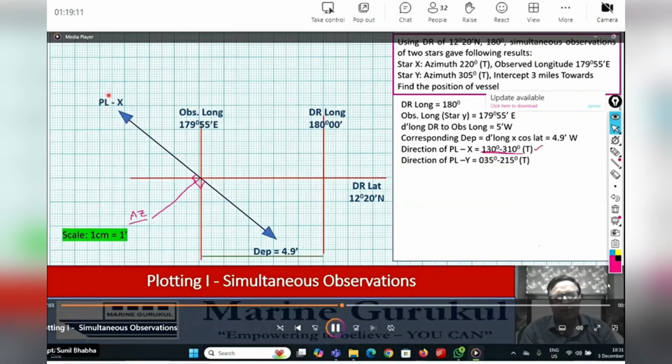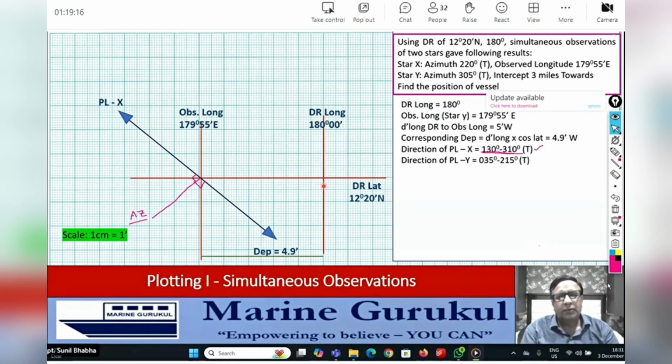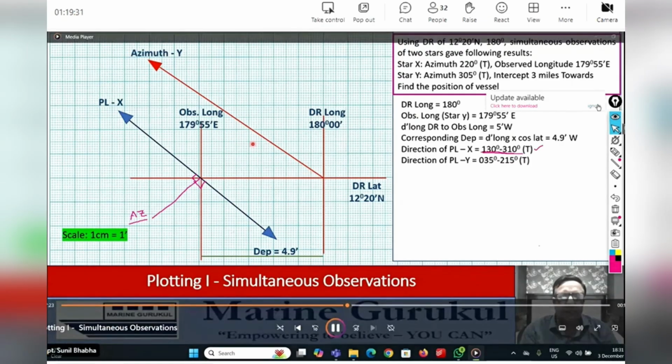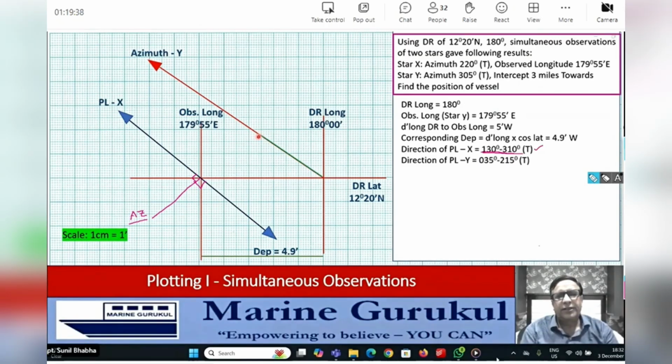Or star X, which comes up on the plot. The PL for star Y would be drawn through the ITP. So first we draw the azimuth through the DR. Azimuth of star Y has been drawn through the DR. Now intercept is 3 miles towards. That means it will be 3 miles on this line towards the body. We mark off 3 miles here. This green line showing up here measures 3 miles. So this is the point which is the ITP. Through this point, we draw a perpendicular to the azimuth and we get the PL for star Y.